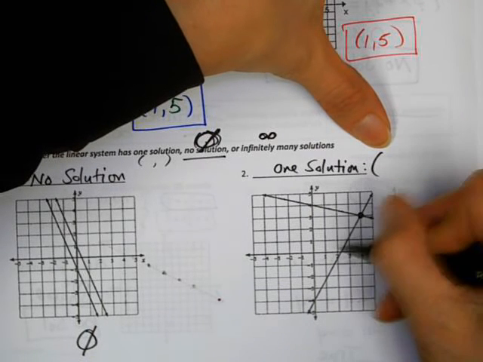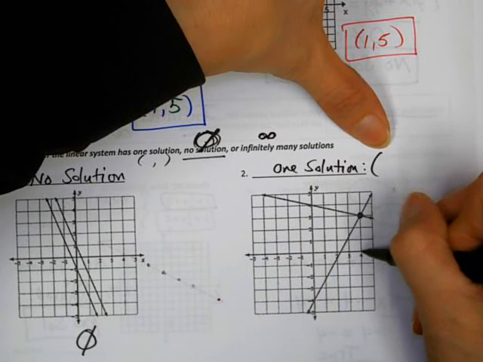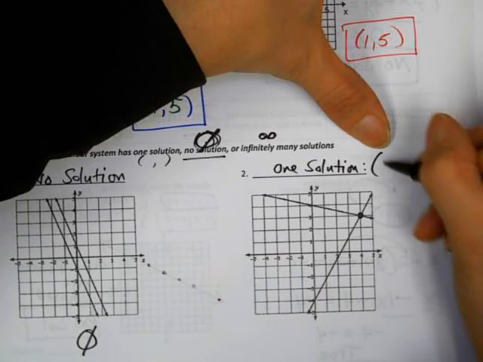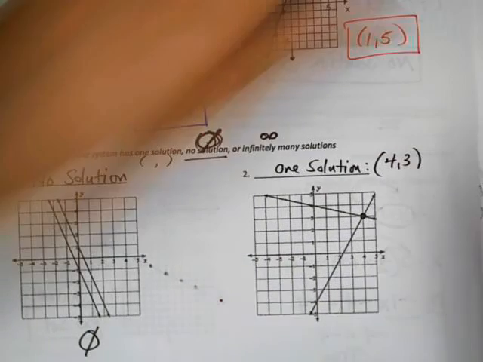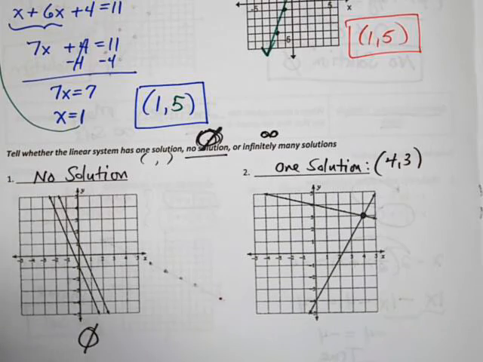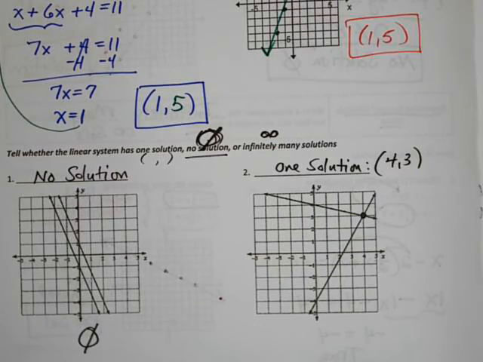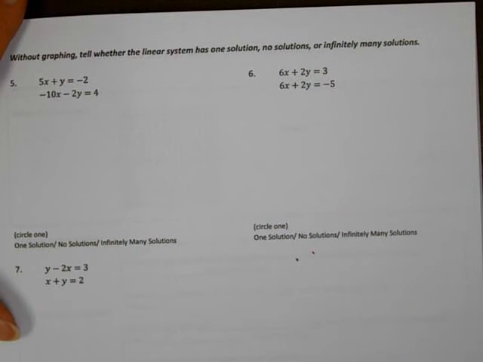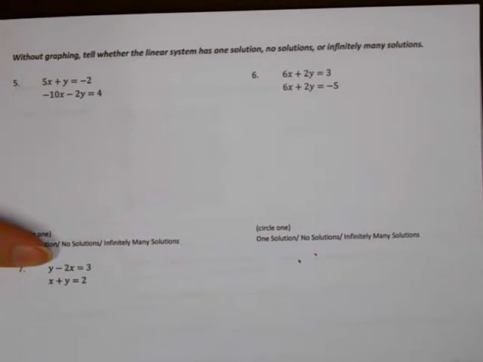The only solution that they have is the point (4, 3). So if it has one solution, just tell me what it is. Okay, without graphing, tell us how many solutions there are without graphing.